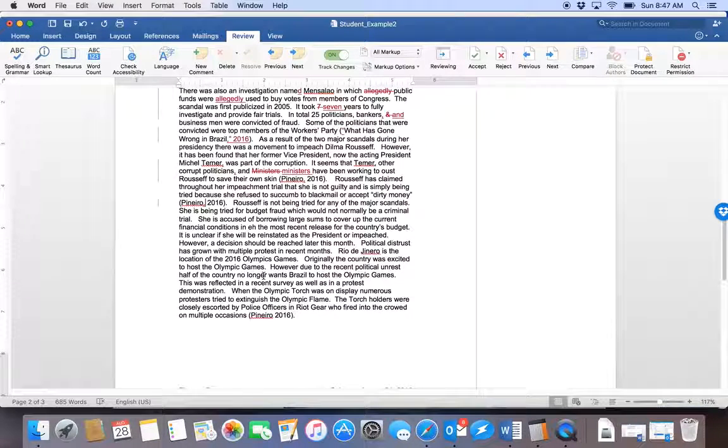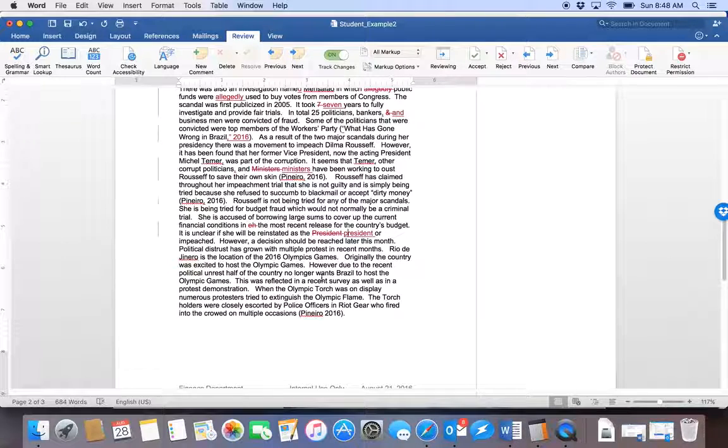She is accused of borrowing large sums to cover up the current financial conditions in, I think that's extra, the most recent release for the country's budget. It is unclear she will be reinstated as the president, lowercase, because we're not talking about it as her name, like that she is president or impeached. However, a decision should be reached later this month. Political distrust has grown with multiple protests, more than one, in recent months.